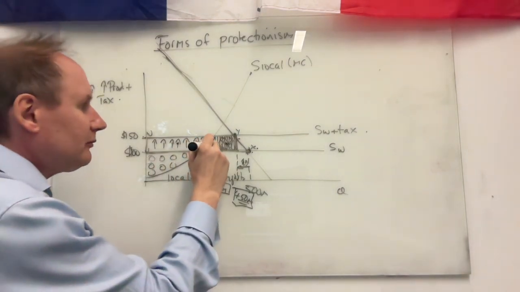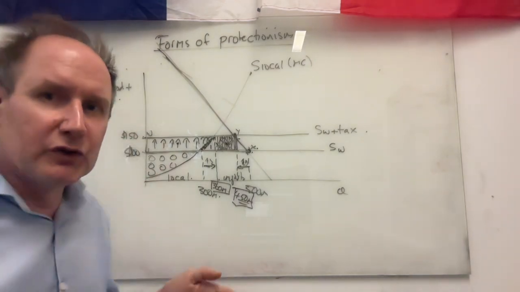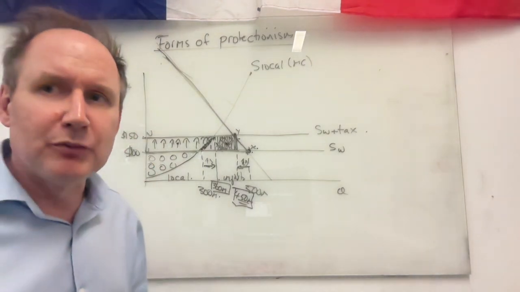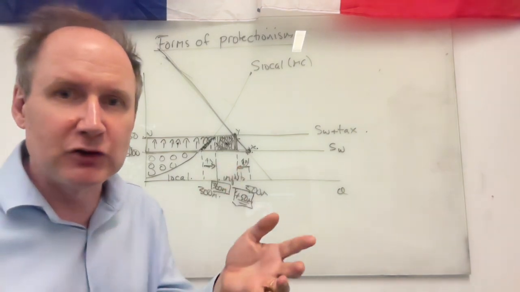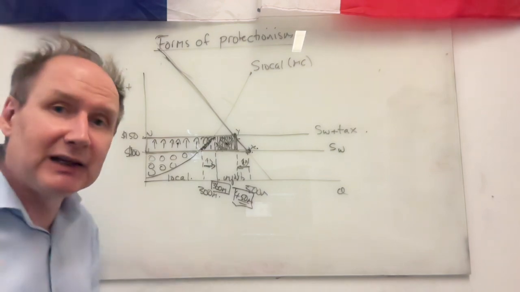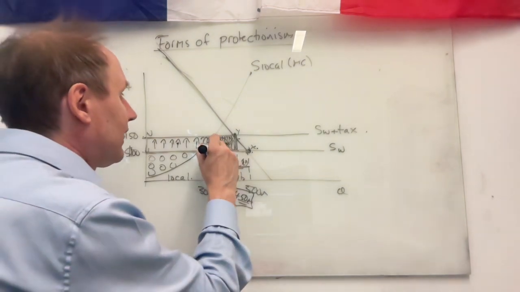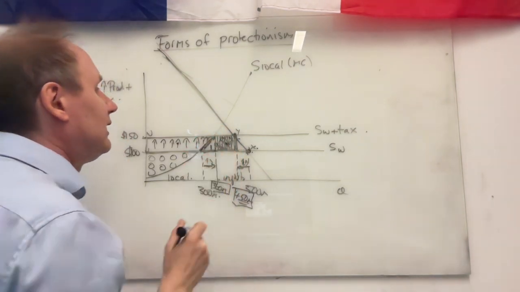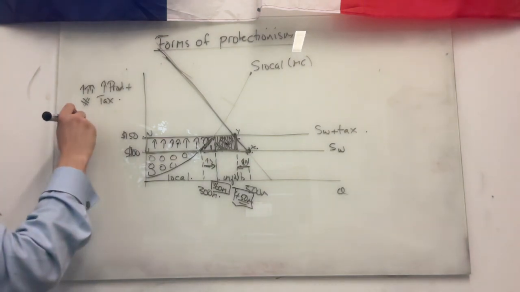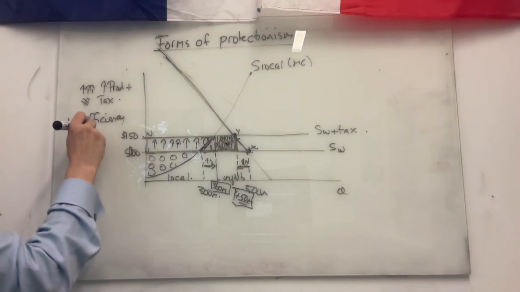This one, area 1, is caused because now local inefficient producers are the ones who are producing the coal instead of efficient world producers. So we are misallocating resources as a result of this government intervention. That triangle there, 1, is known as the inefficiency area. It's a welfare loss. You can just call it welfare loss if you want, but it's the inefficiency area.